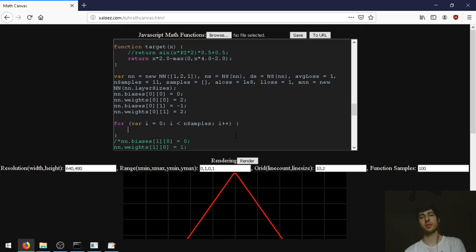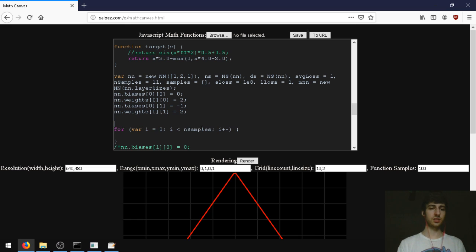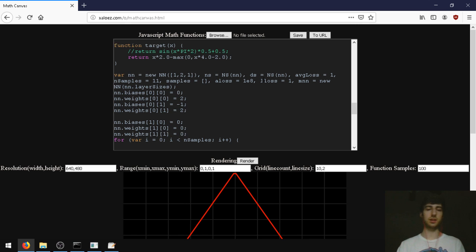I'm wondering if this needs to be normalized. I don't know, we'll just try it. So what I'm going to do is initialize these weights and biases to 0. And then I'm just going to add them. Since it's a linear model, I'm just going to do it as a sum.